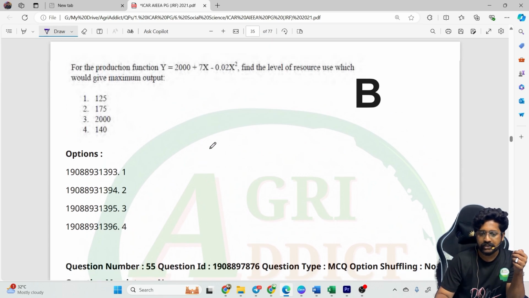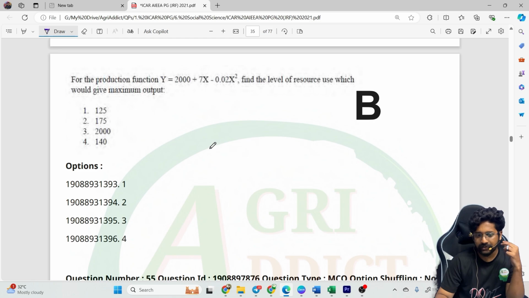For the production function, next question. Too many mathematical questions were asked in 2021. For the production function y is equal to 2000 plus 7x minus 0.02x square, find the level of resource use which would give the maximum output.